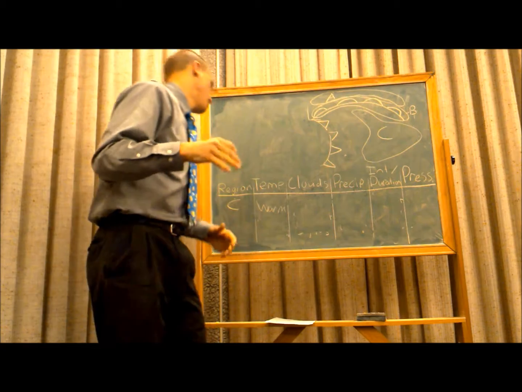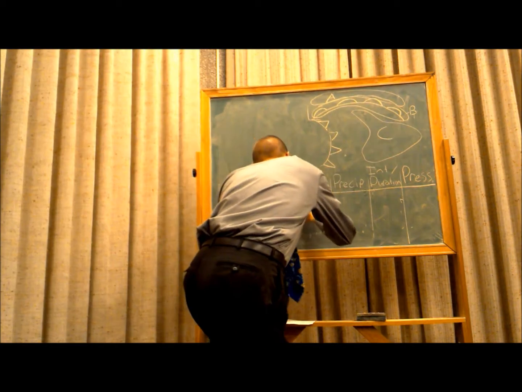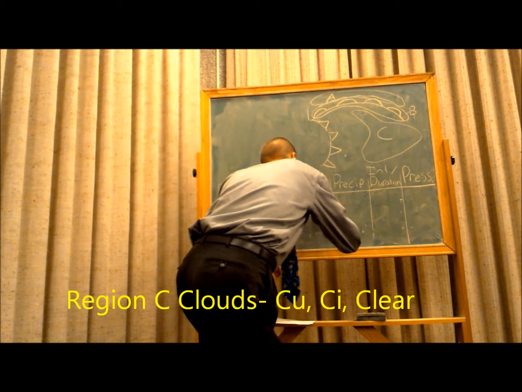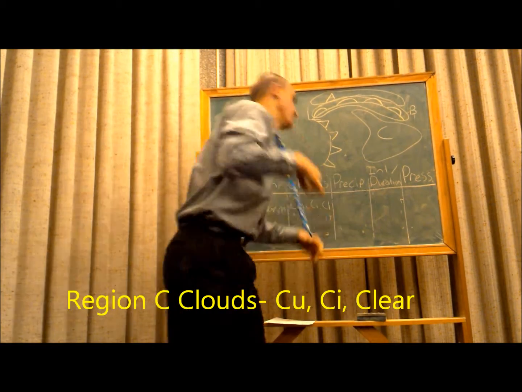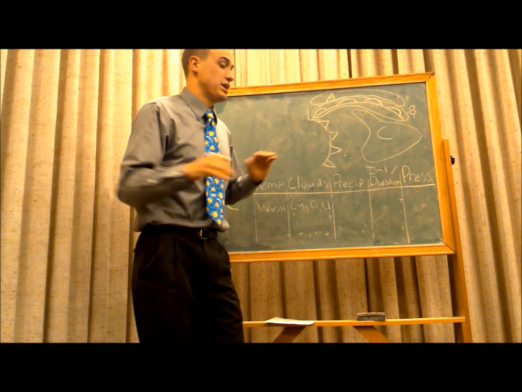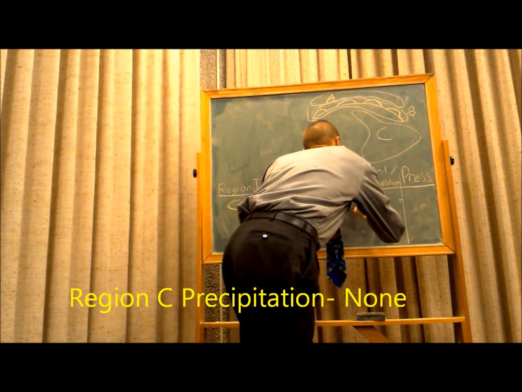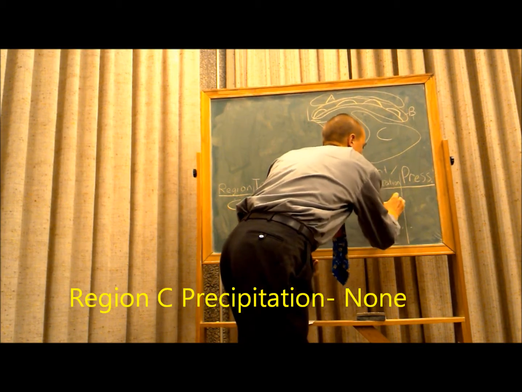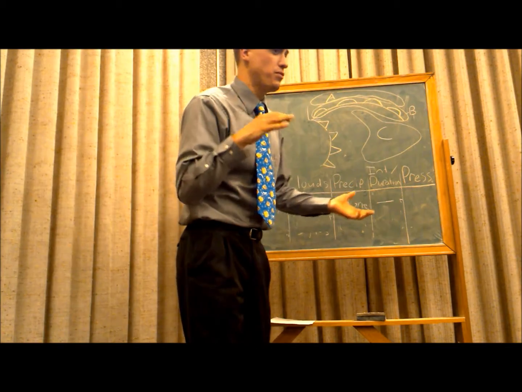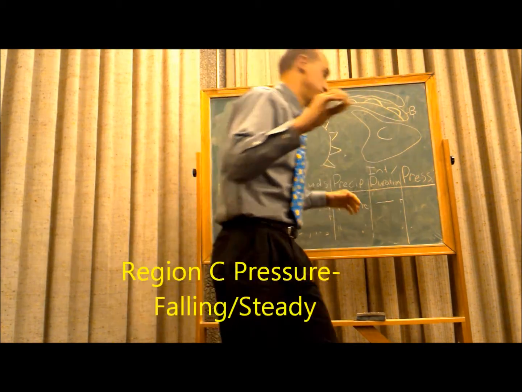Now the clouds of this area consist of cumulus clouds, cirrus clouds, and clear conditions, or no clouds are present. In the precipitation, there's likely not going to be any precipitation in this region. So that means for the next section, you don't have to worry about it. Now the pressure of this system is continuing to fall, but it's becoming steady as the low pressure has moved past it.